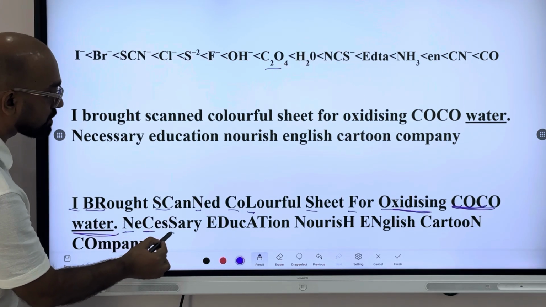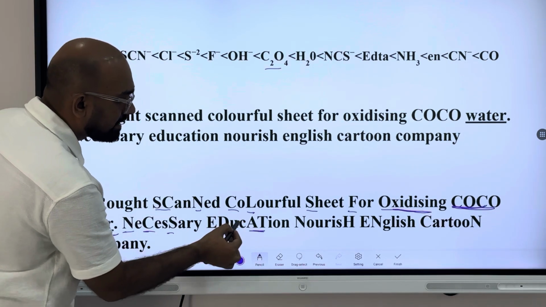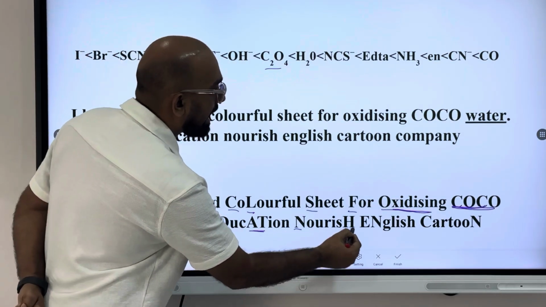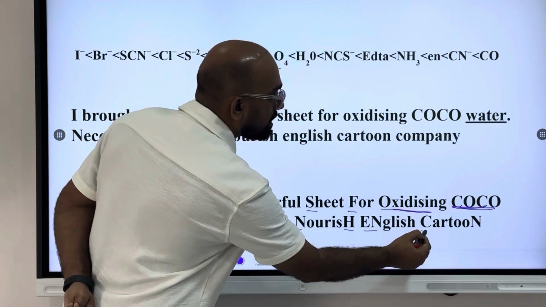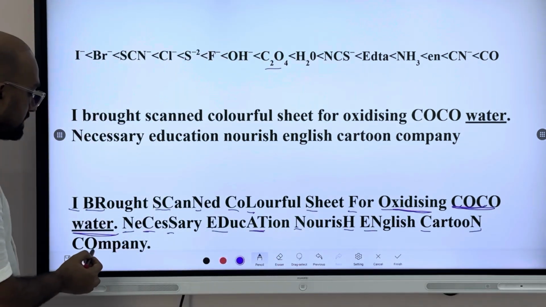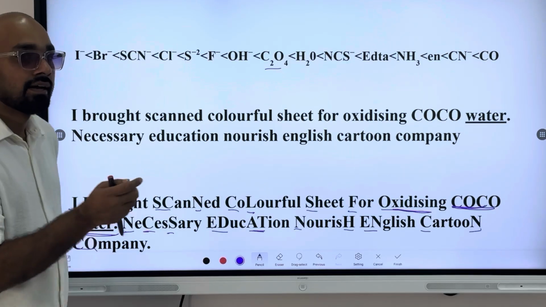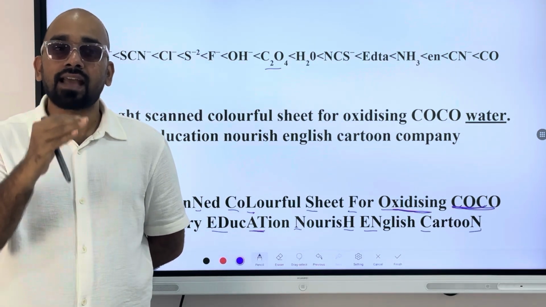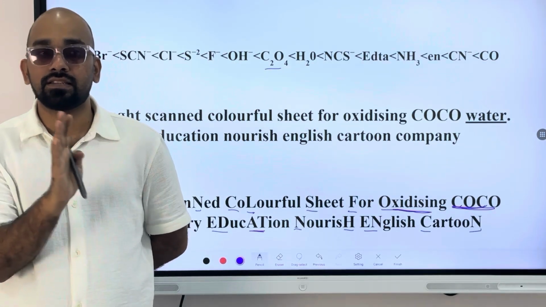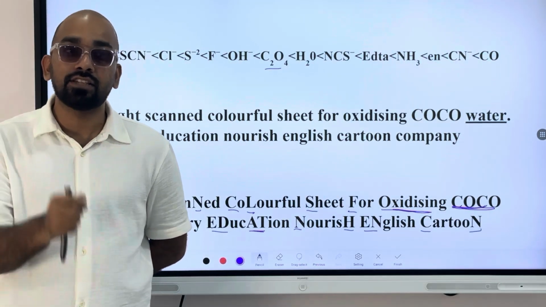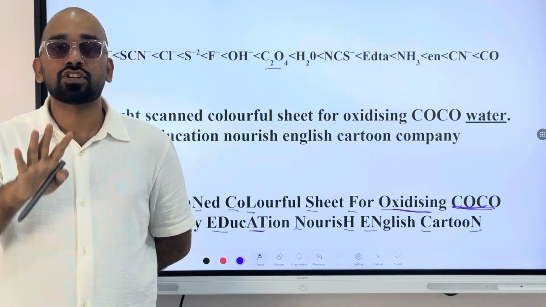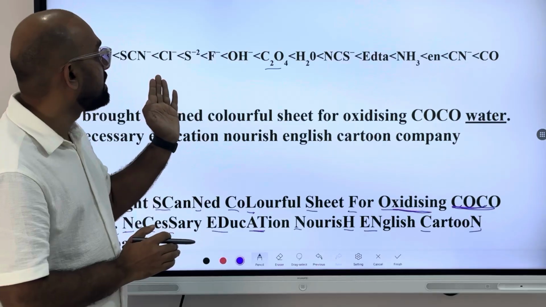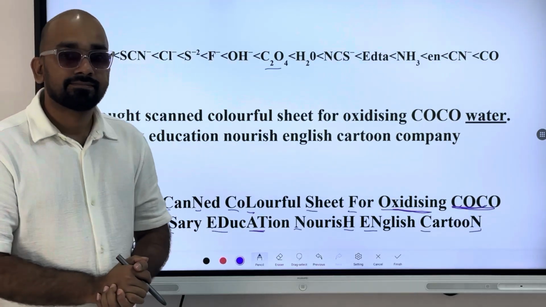Then NCS, you can see EDTA. See, the order is a little bit different, but anyhow, EDTA, you can see NH3, you can see en, you can see CN, and you can see CO. Okay, see, you have to learn this sentence by heart: I brought scanned colorful sheet for oxidizing cocoa water, necessary education, nourish English cartoon company. Okay, so then you can easily study the spectrochemical series.